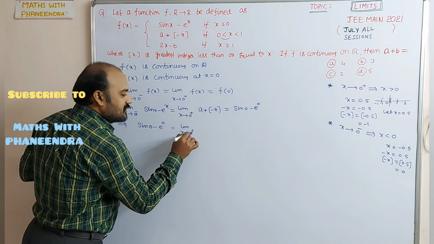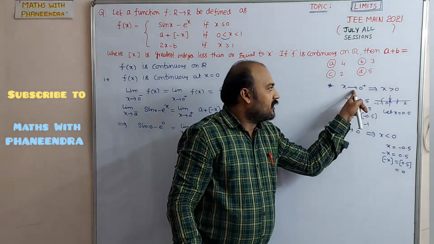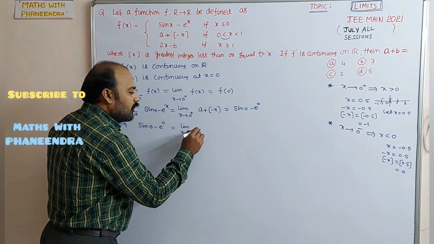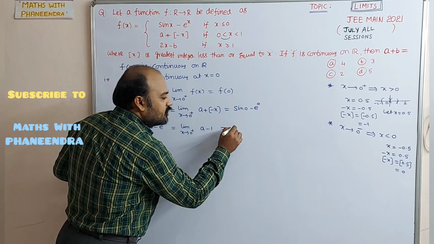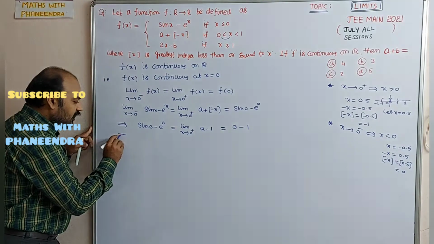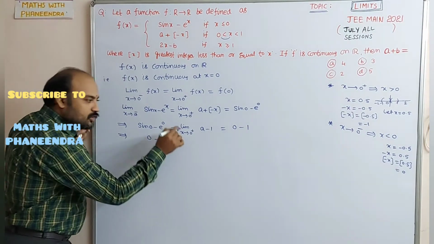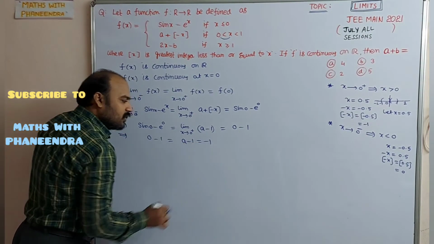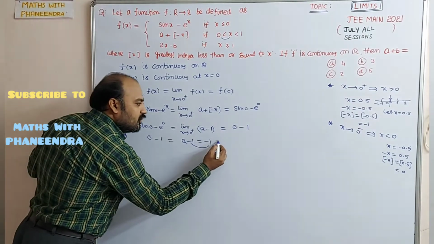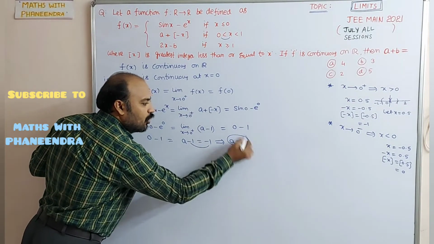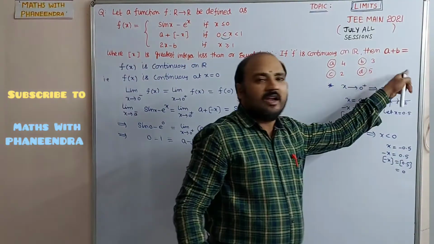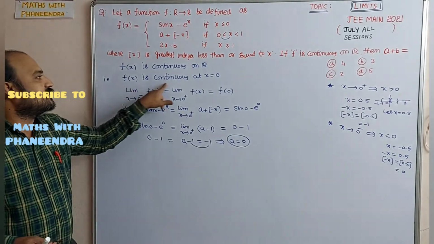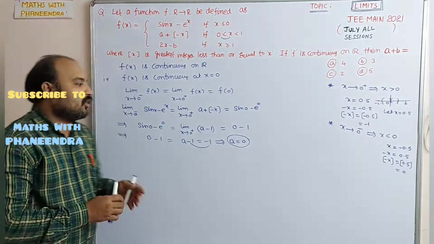Limit x tends to 0 plus. When x tends to 0 plus, x is greater than 0, at that time step of minus x value is how much? Minus 1. So a minus 1, which is equal to sine 0 minus e power 0, which is 0 minus 1, which is equal to the limit of a constant. a minus 1 is constant only. a minus 1 is equal to minus 1. Either equating these two or these two, you will get a value to be 0. So among a plus b, we got a value 0. Now we will get the value of b by considering f of x is continuous at x is equal to 1. We will do it here.